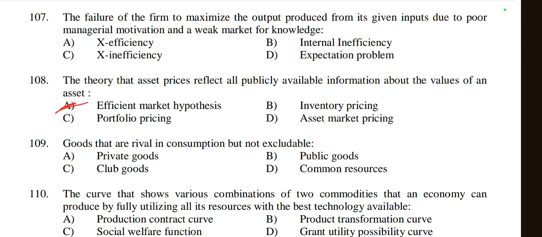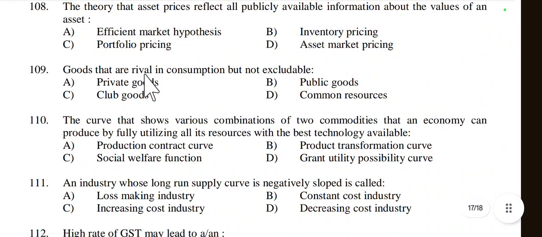Efficient market hypothesis suggests that asset prices fully reflect all publicly available information. According to this theory, it is impossible to consistently achieve higher returns than the overall market, because asset prices should only respond to new information which is random and unpredictable. So the theory that asset prices reflect all publicly available information about the values of an asset is called efficient market hypothesis.